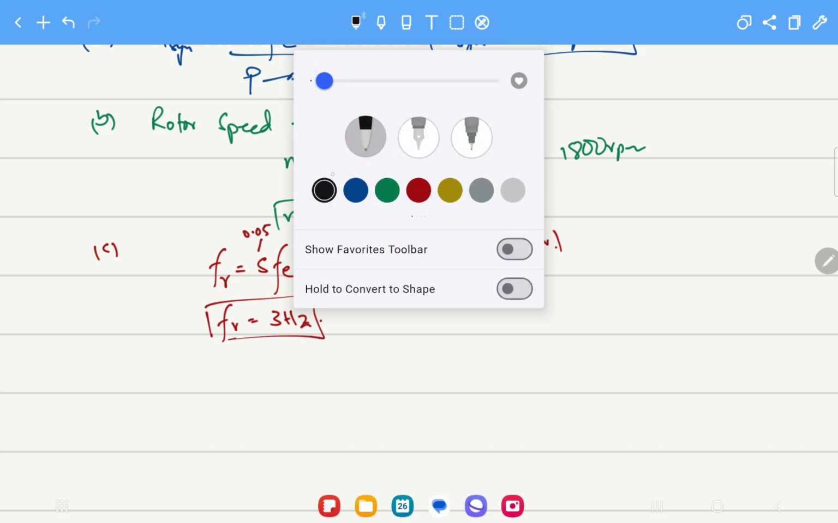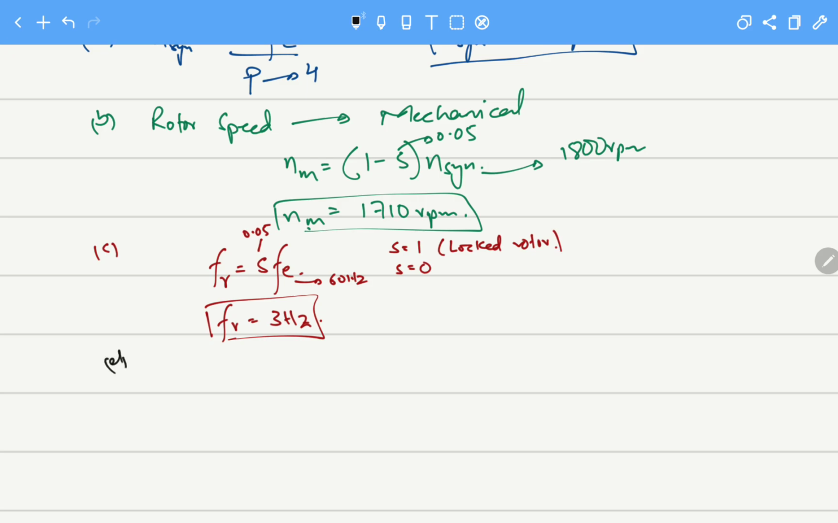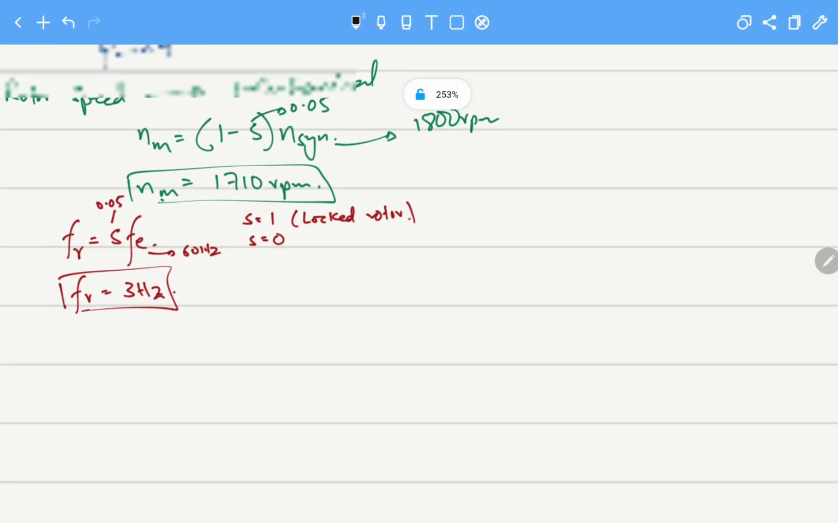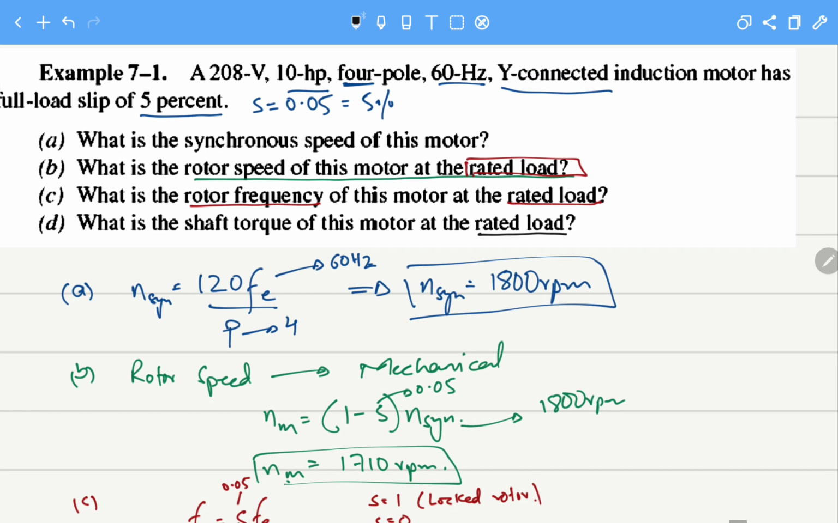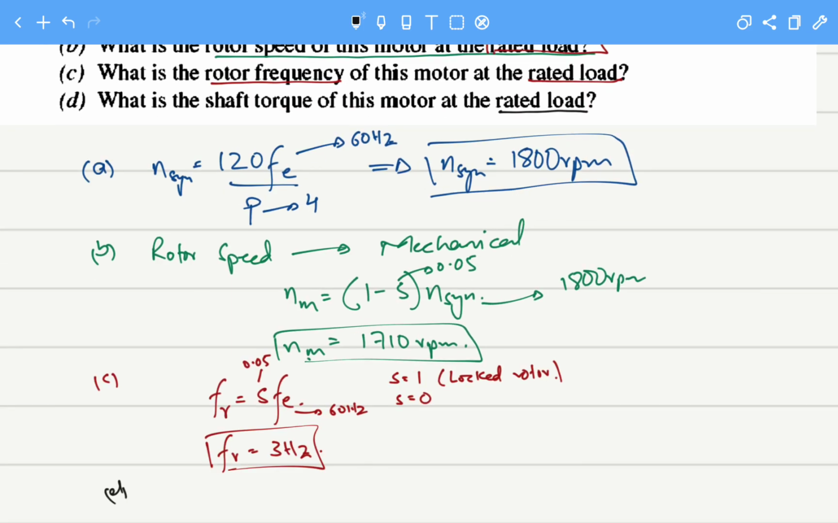Okay, so now let's look at part D. What is it saying in part D? What is the shaft torque of this motor at the rated load? Let's look at this motor. It's at rated load. We have 10 horsepower. This is the output power of the motor. This is the maximum output power the motor can deliver. It is, please remember, not the input power that the motor is consuming. Rated power on the nameplate is how much work the motor can do.